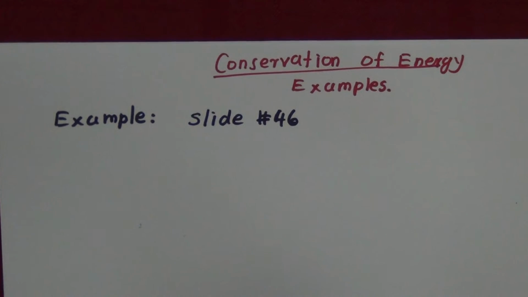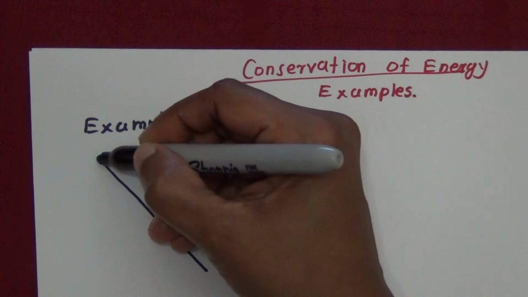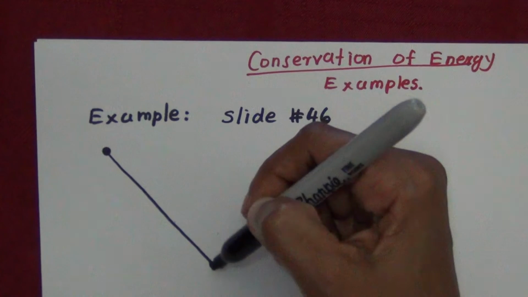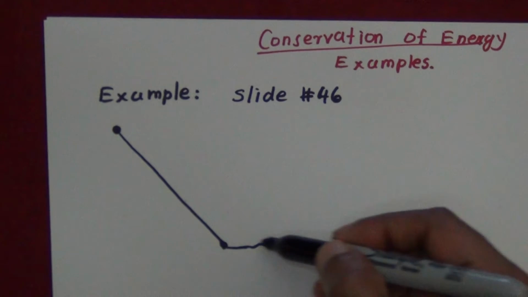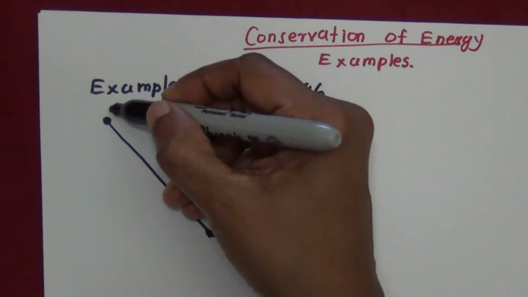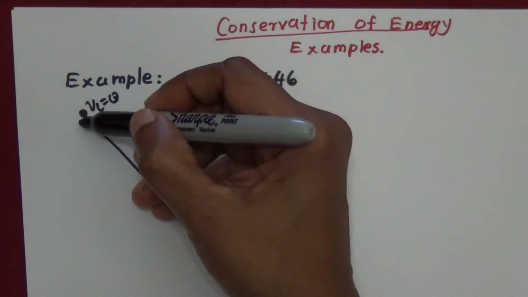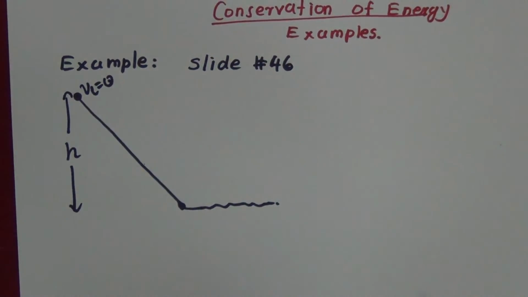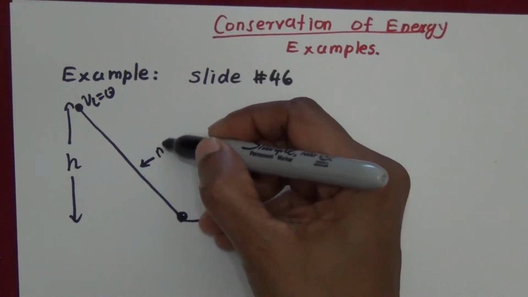So the example shows you a skier. She or he is sliding from this point to the bottom. So this slide is frictionless, and then she enters into a frictional horizontal surface, right? She starts the motion with initial velocity 0, and the height is, let's take h, right? And so she reaches this spot. Here, no friction.